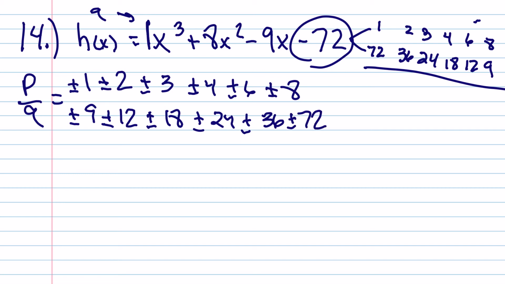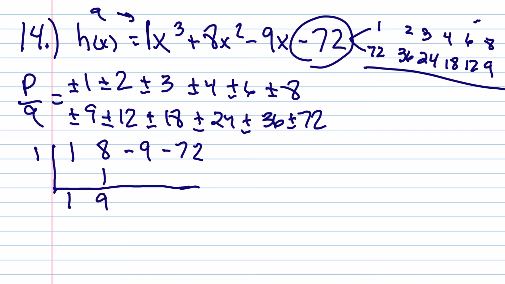Alright, now we're going to start doing our synthetic division. So make my box. I'm going to put 1 on the outside. 1, 8, negative 9, and negative 72 go on the inside. Drop down the 1. 1 times 1 is 1. 8 and 1 is 9. 1 times 9 is 9. 0. 1 times 0 is 0. So I still get, even though that 0 showed up, I still get a remainder of 72.